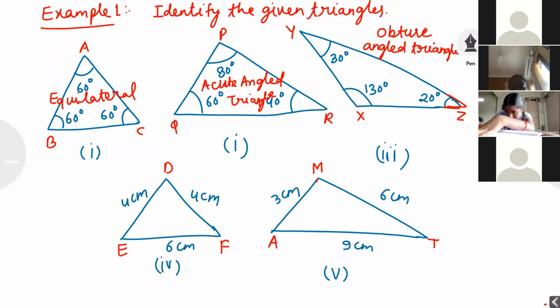Now, what is the fourth figure? Two sides are equal, one is different. Isosceles triangle. And the last figure, what is that? All three sides are different. That is called scalene triangle. Note down, everyone. Scalene triangle.